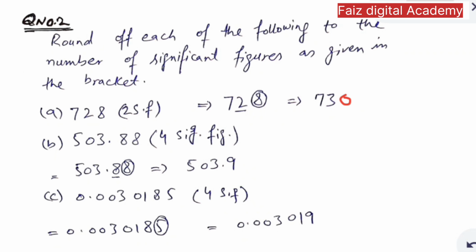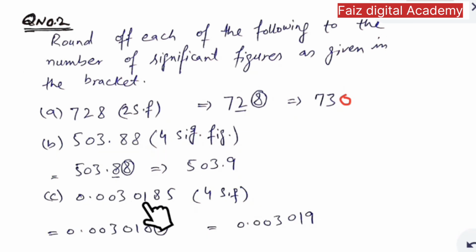In the B part, we have to round the number to 4 significant figures. So 1, 2, 3 and 4. This fourth number has to be decided on the basis of the next number. As the next number is 8, it will add 1 to the number before it, so it will become 9. There is no need to write 0 because it is after the decimal.